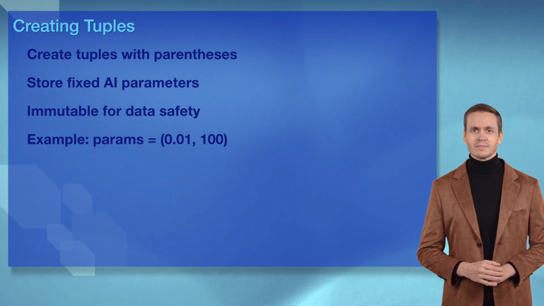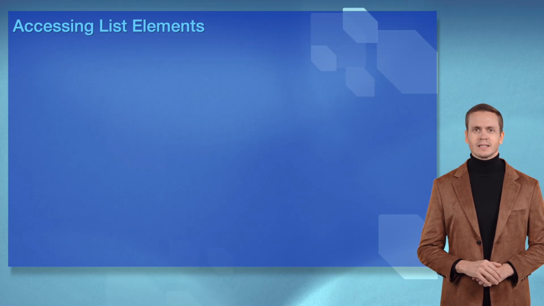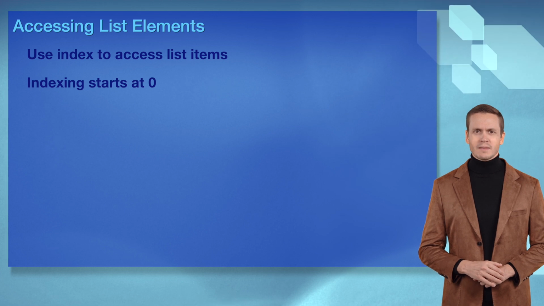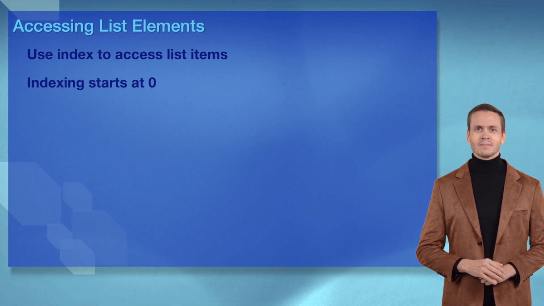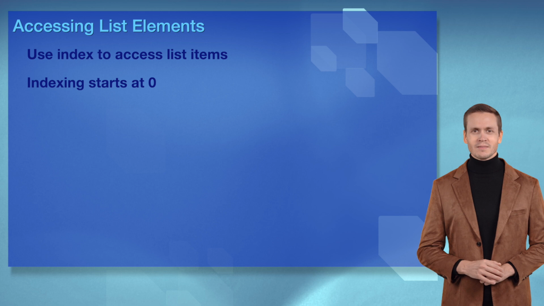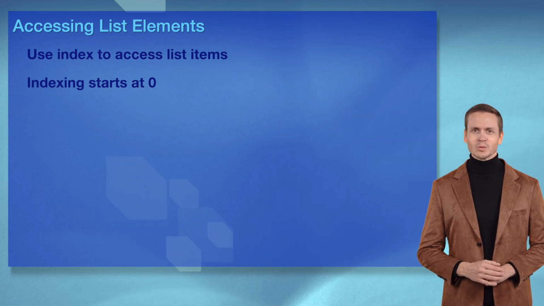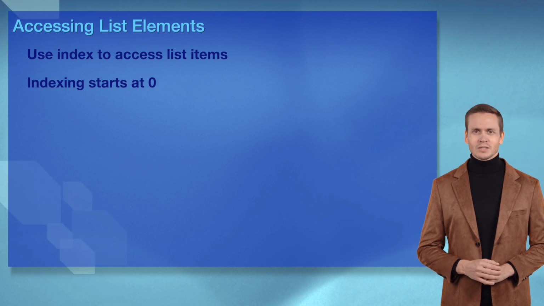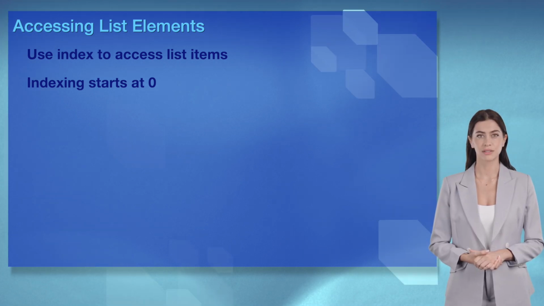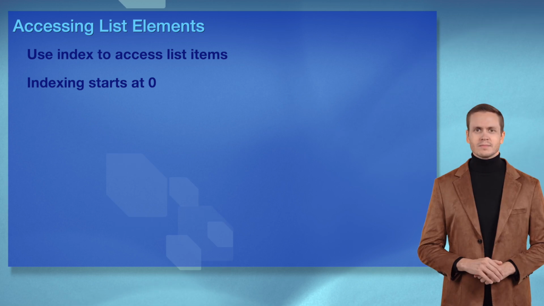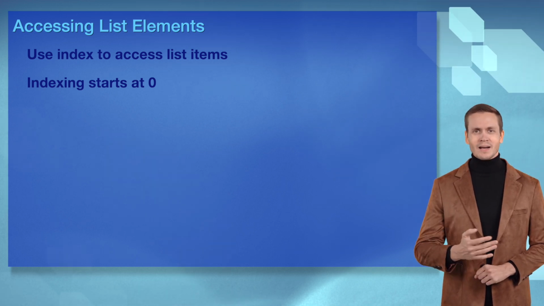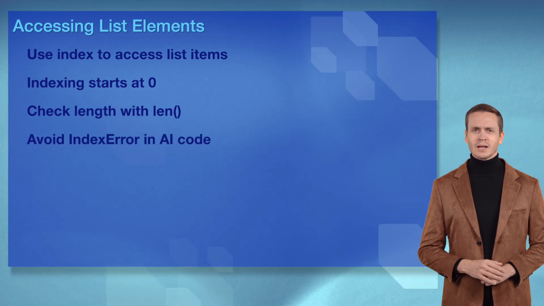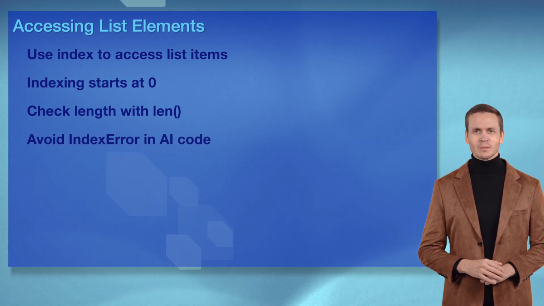Tuples secure your data. Wizards, you can access list items using their index, starting at 0. For features = [0.5, 1.2, 2.8], features[0] gives 0.5, and features[1] gives 1.2. This is super useful in AI for grabbing specific data points, like model inputs. Ethan, what happens if I try an index that doesn't exist? Great question, Olivia. You'll get an index error, so always check the list's length with len(features). We'll show indexing in our demo, wizards, so you can access data like pros.